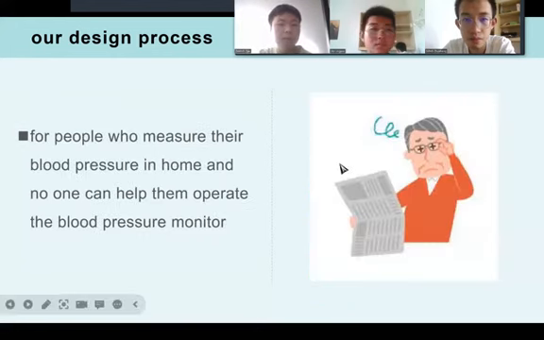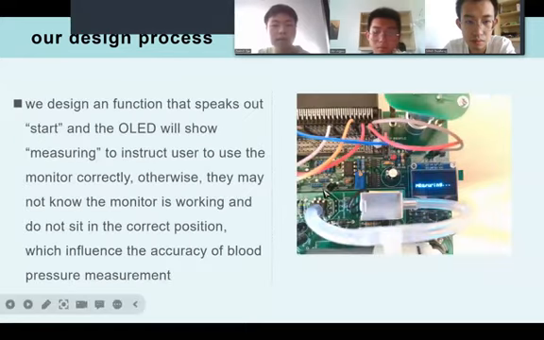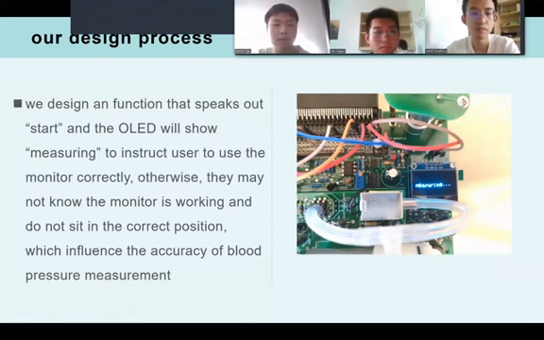And for people who measure their blood pressure at home, they don't go to the hospital, so there is no one to help them. They need to operate the blood pressure monitor on their own. So we design some instructions inside the blood pressure monitor to instruct them on using it.